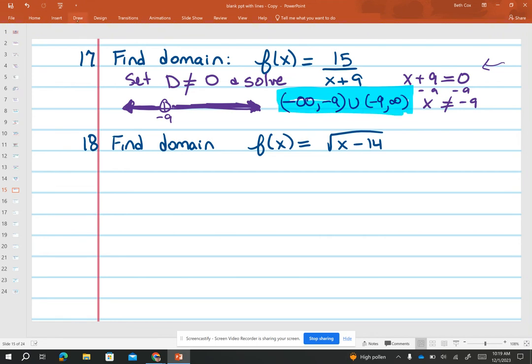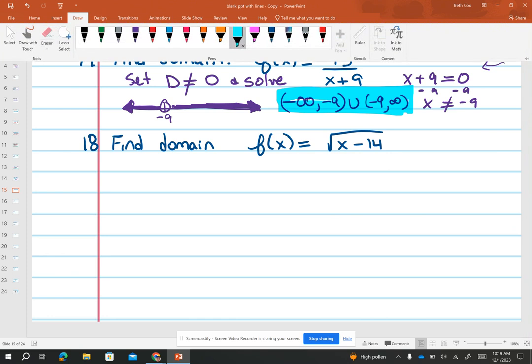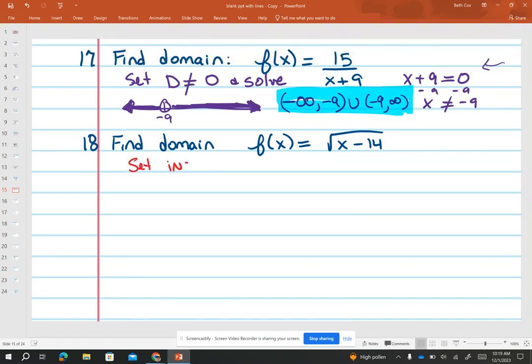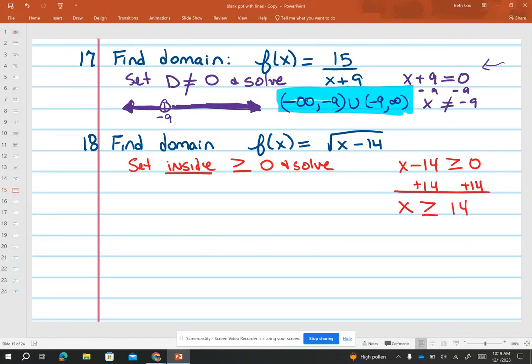Okay, now the second one is a radical. The radical had a different rule. The rule for radicals is to set the inside greater than or equal to 0 and solve. So I'm going to do x minus 14 greater than or equal to 0. Add 14 to both sides. And I get x must be greater than or equal to 14.